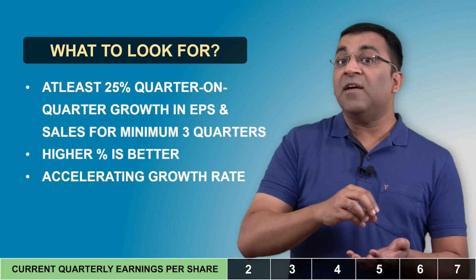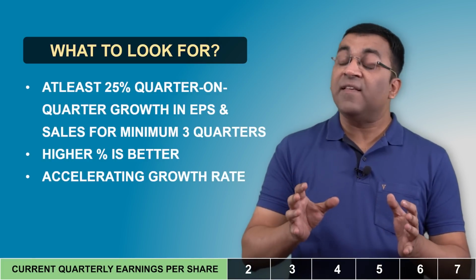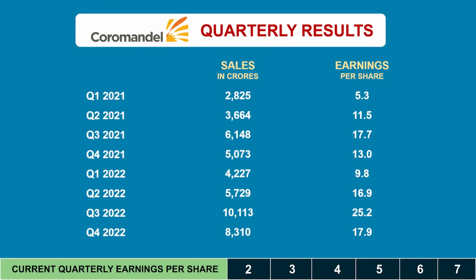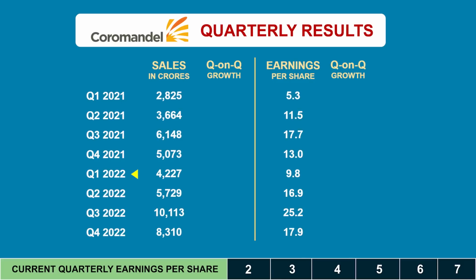And it's even better if this growth was accelerating and if there was also a similar increase in the sales number. For example, these are the sales and EPS numbers for Coromandel International Limited for the year 2021 and 2022. So when we examine Q1 of 2022 with Q1 of 2021, we see a 50% growth in sales and an EPS growth of 86%. A similar upward pattern shows up in Q2, Q3 and Q4, which gives this company a tick, at least when it comes to the letter C within the CANSLIM framework.